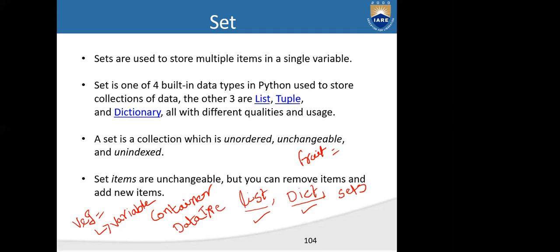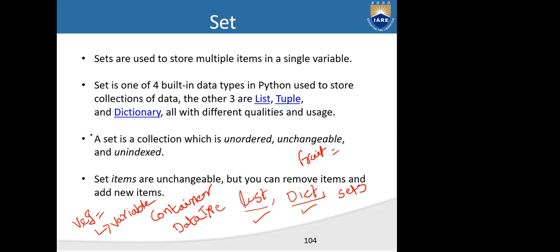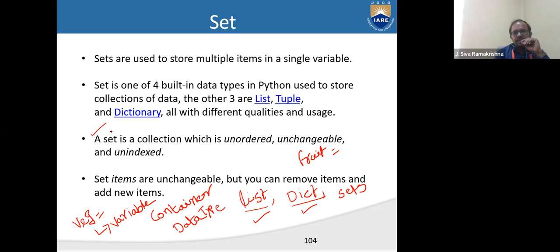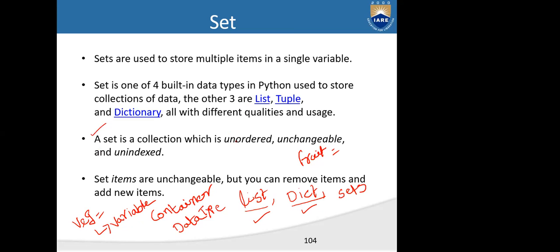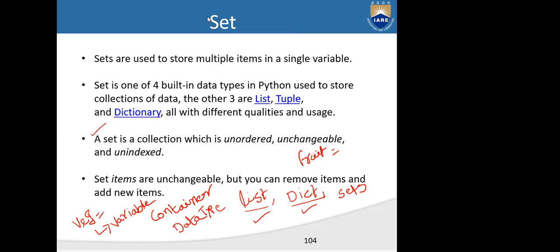Right? It is one among the 4 container data types used in Python. So there are only 4 data types that come under the category of container data type in Python: list, tuple, dictionary, and set. Right? And here we are going to describe the basic property of a set, which is defined in Python. What are the characteristics? A set is unordered. Very, very important.